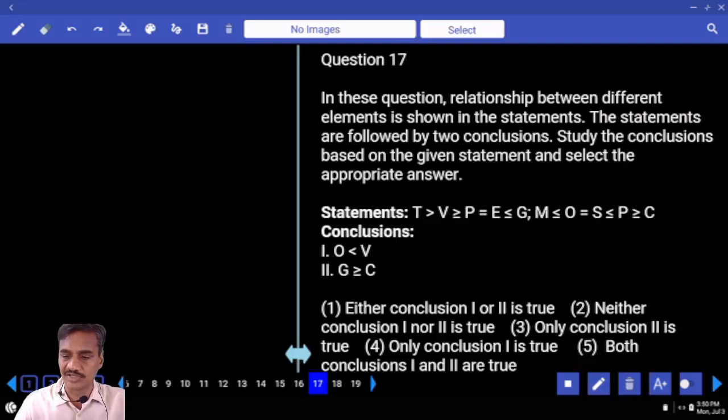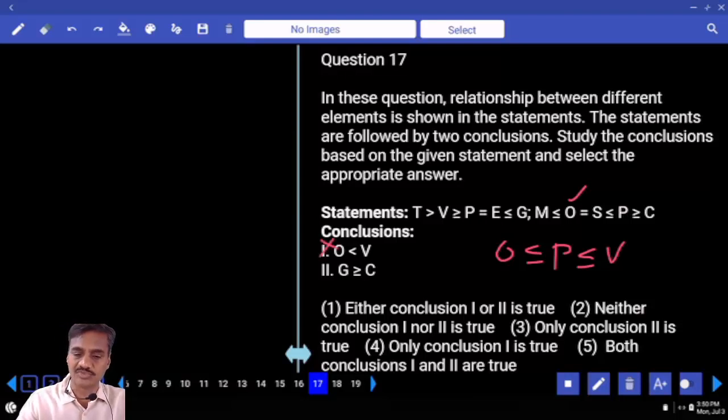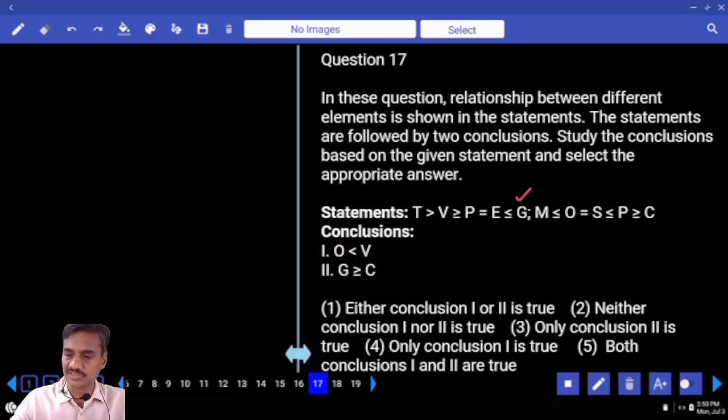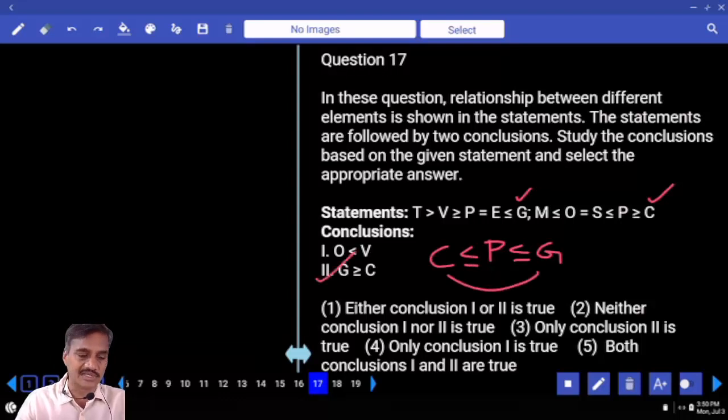Then 17th one, the relation between O and V. O is here, V is here. Now the relation between O and V, O lesser than or equals to P and P and V. Now V greater than or equals to P means P lesser than or equals to V. Now between O and V, O lesser than or equals to, but not only lesser than. Then come to the next one, G and C. Now between G and C, G is here, C is here. And which element is common? P. P lesser than or equals to G. And P greater than or equals to C means C lesser than or equals to P. And C lesser than or equals to G, G greater than or equals to C. And so what is your answer? Only 2. Only 2, that is given in choice 3, question number 17.